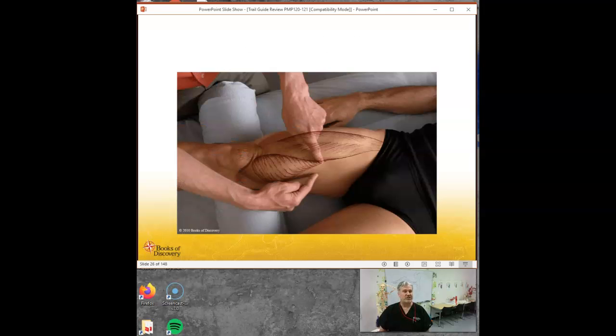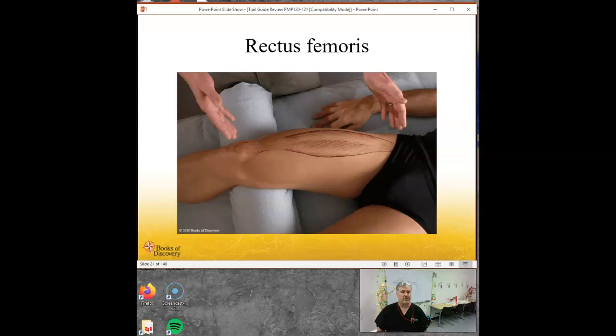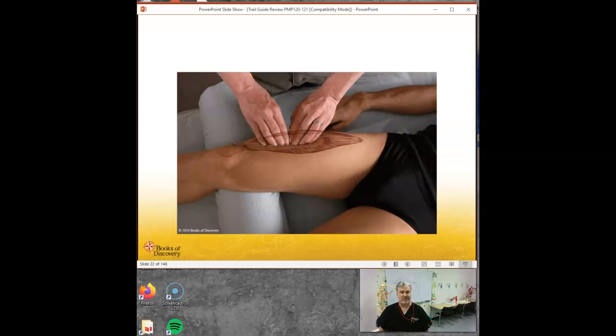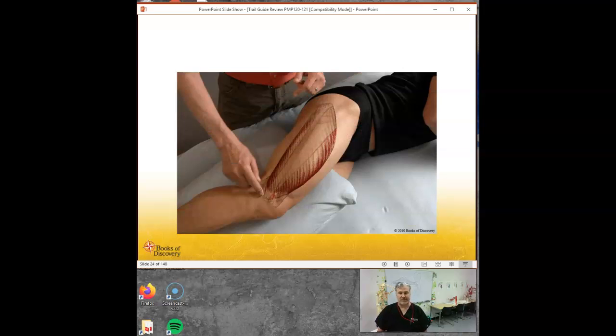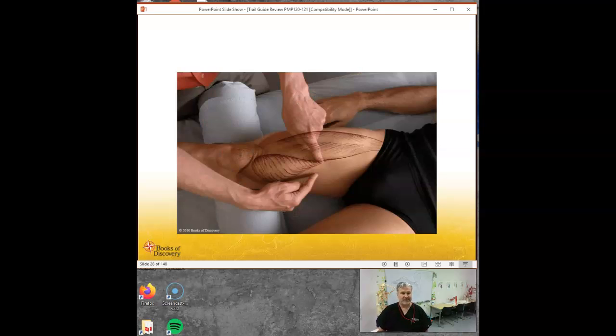Miss Trotter. Yes. Hi, Miss Trotter. Miss Trotter, what muscle is this? The rectus femoris. Yes. What muscle is this? The vastus intermedius. Yes, ma'am. What muscle is this? Vastus lateralis. Yes, ma'am. What muscle is this? Vastus medialis. Yes.